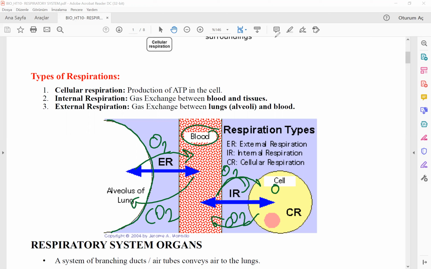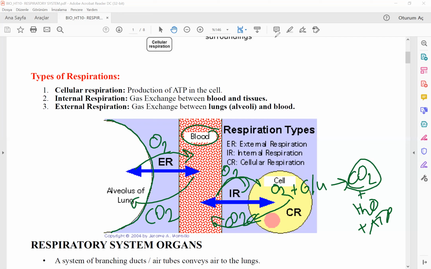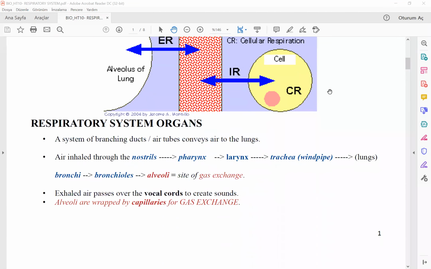Also, when oxygen enters the cell, if it's a eukaryotic cell like a human cell, this oxygen, with the help of glucose in the mitochondria, can be converted to carbon dioxide, water and ATP, the energy molecule, and this is cellular respiration. And this carbon dioxide can be sent to the tissue fluid again. And this is not internal, it's cellular respiration. The main purpose is to produce ATP. Okay, these are the types of respiration.